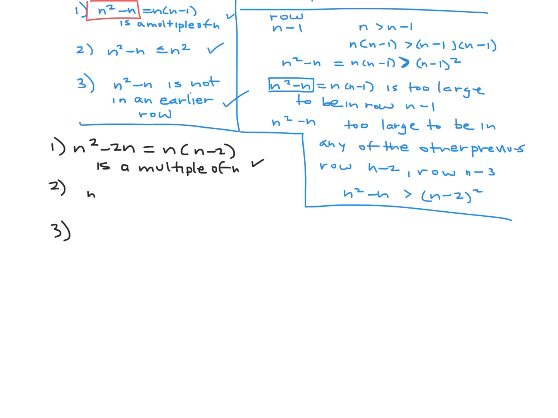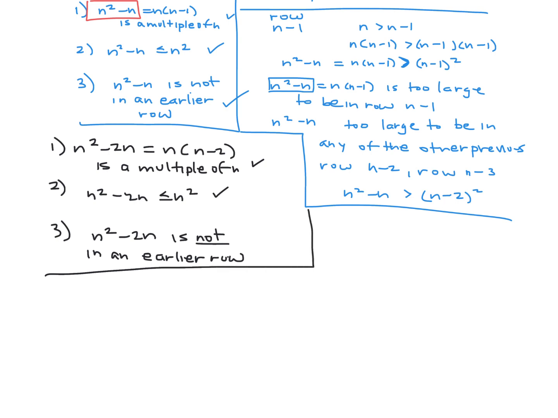Then we have to show that n squared minus 2n is less than or equal to n squared. Well, that is done. Immediately we know that's true, since n is a positive number greater than 3. So when you subtract it from n squared, it's going to be less than. So that's done. So now we have to show this part, that n squared minus 2n is not in an earlier row. Okay, that is the part I have to show.